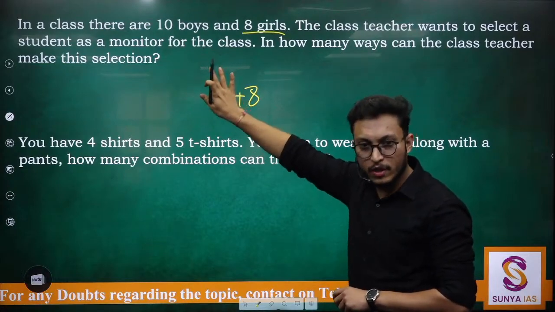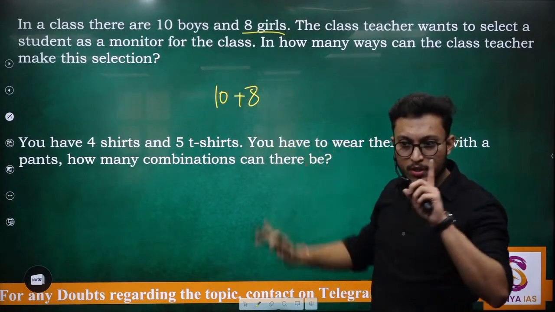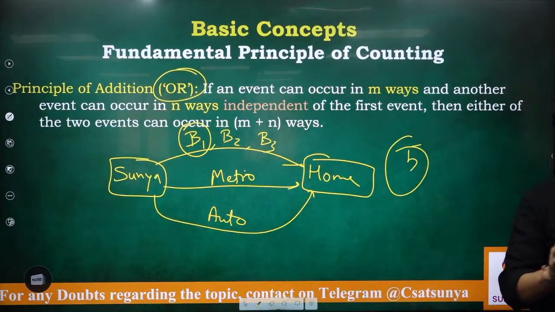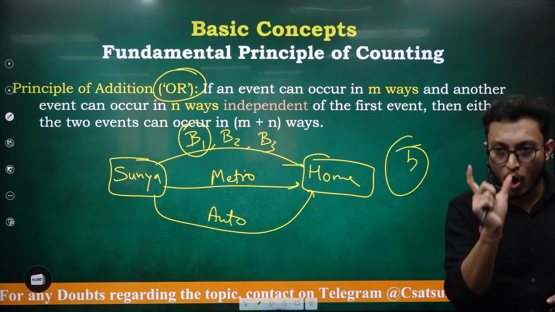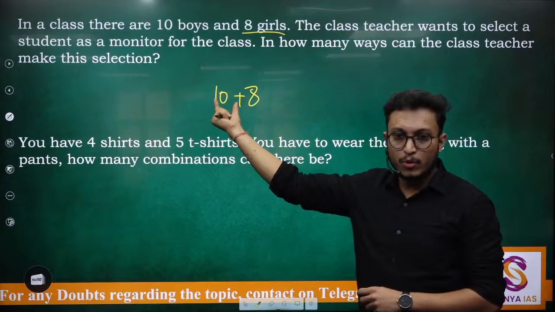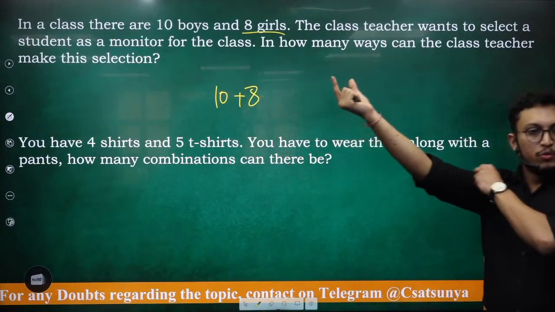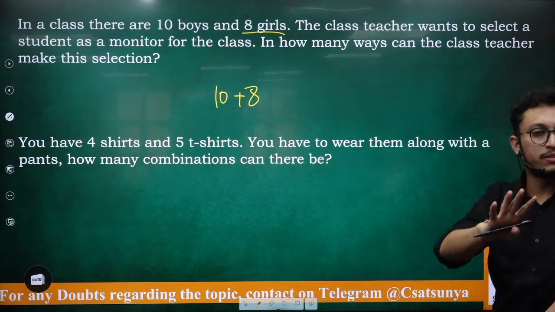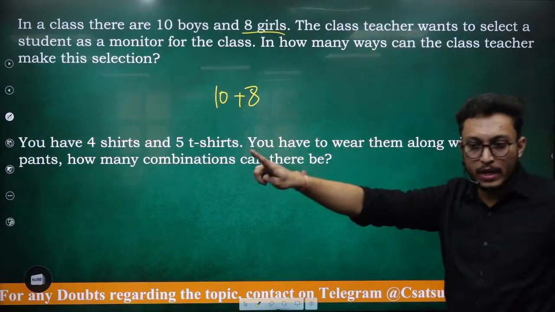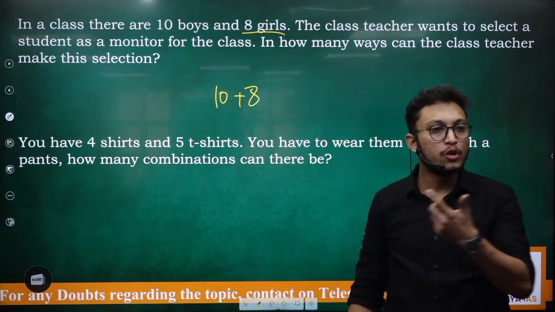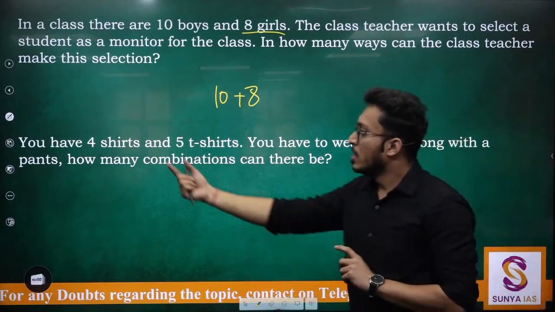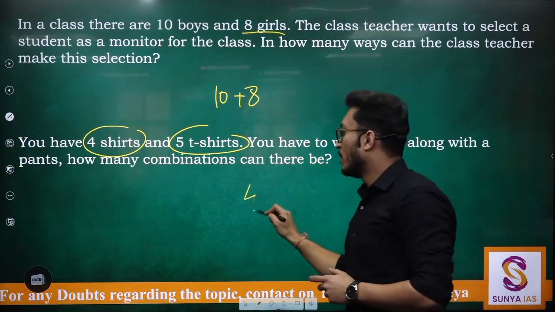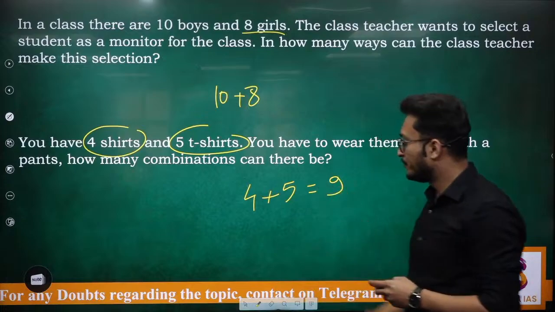So I can select one from here or I can select one from here. I keep saying this word again and again. And whenever you have confusion, say it out loud and see whether it is an or statement: either I can select a boy or I can select a girl. You will get to know a little later why I am stressing so much, because one of you will ask me the same doubt, sir, why I am multiplying here and why I am adding here. Just keep repeating whether it is an or or an and that is to be applied here. You have 4 shirts, 5 t-shirts. I think this is the same. So 4 plus 5, that is a total of 9 combinations.